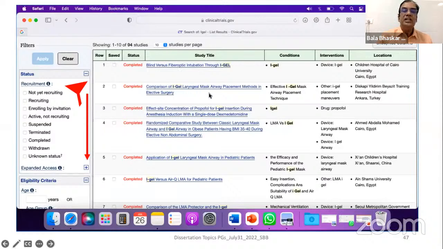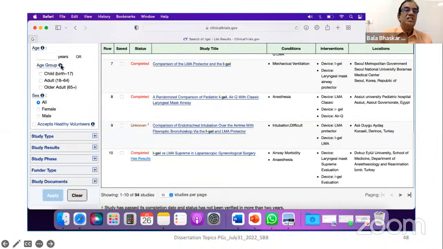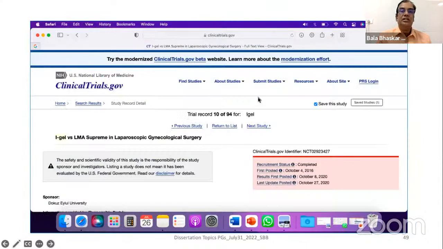Look here, we have got some completed projects on the left side. Comparison of IGEL laryngeal mask airway placement methods in elective surgery, application of IGEL laryngeal mask airway in pediatric patients, IGEL versus AirQ LMA in pediatric patients. So these are from different parts of the world. What you can always do, as I said, is use various types of filters in terms of study type, results, and other things, and you can get further details of the particular project.